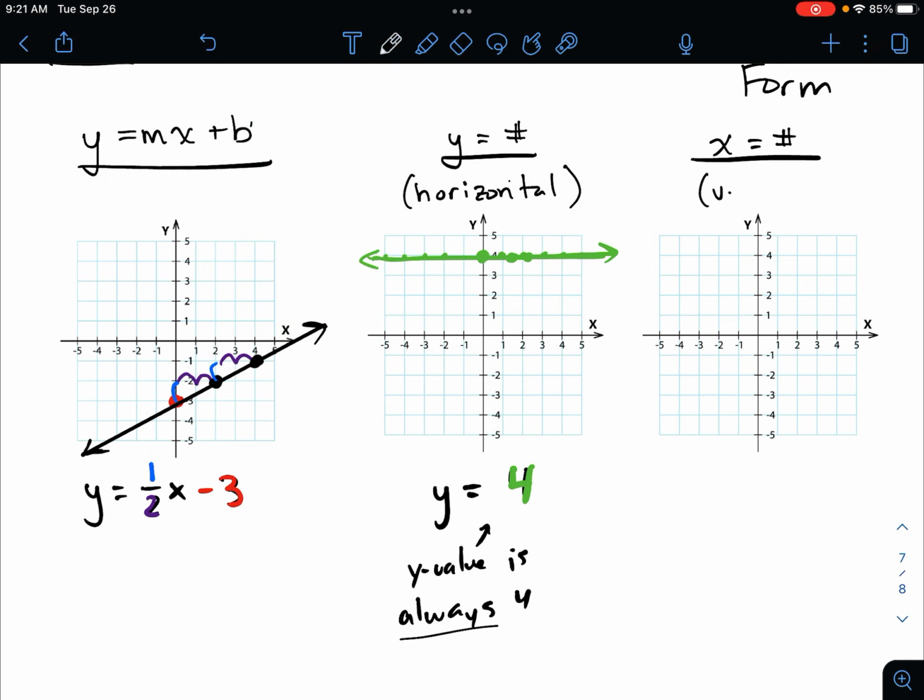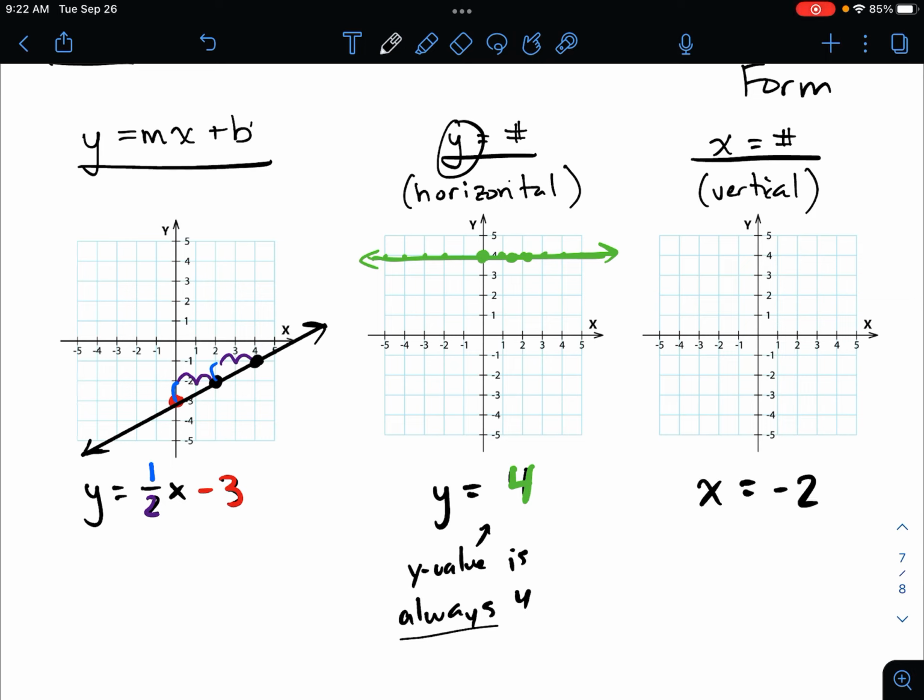Then we have x equals a number, and this is always going to be a vertical line. It's kind of counterintuitive, right? Because we know that y is the vertical axis, but if we have y equals a number, that line is horizontal. Same thing over here. X is a horizontal axis, but when we graph a line that's x equals a number, that's always going to be vertical. So a little counterintuitive maybe, but if you actually think about it, it should make sense.